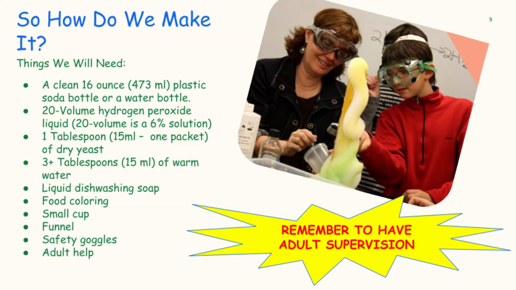So, how do we get to actually making it? Well, we're going to need some things, but don't worry, you're not going to have to travel anywhere to find these things. They're relatively common. For instance, a soda bottle, a 20-volume hydrogen peroxide liquid, 1 tablespoon of dry yeast. Remember, this is very important. This is going to be our catalyst. Without the yeast, there will be no reaction visible.